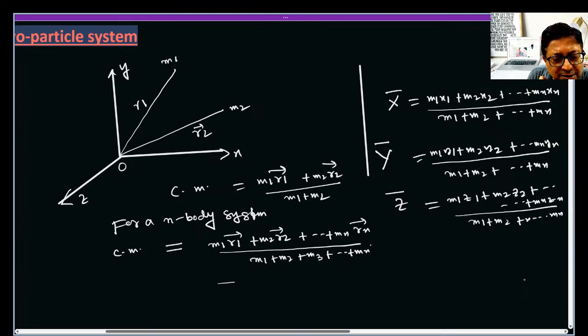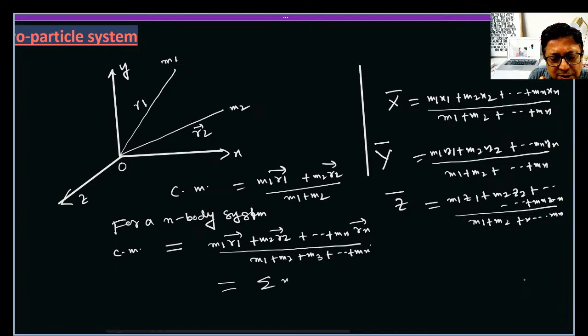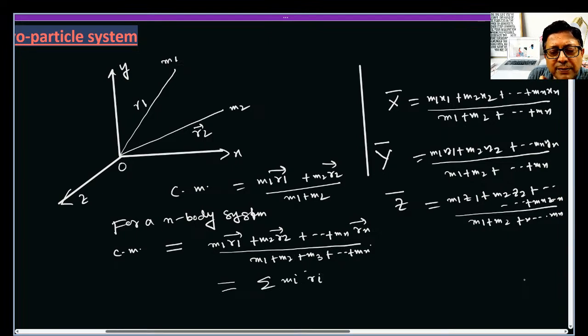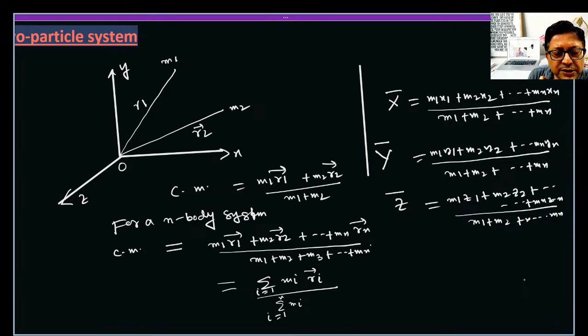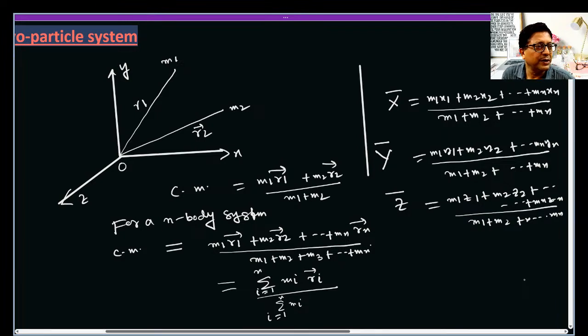You can simplify writing this if you write sigma mi Ri by sigma mi, i equal to 1 to n. Here also i equal to 1 to n. Okay.